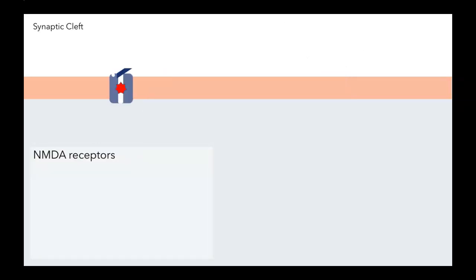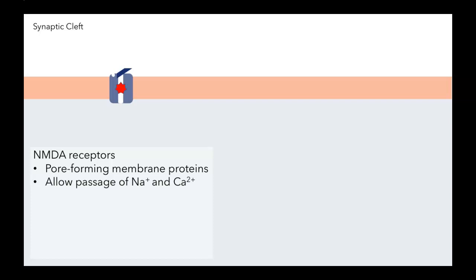NMDA receptors are a little bit more complicated, so let me walk you through those. They're also pore-forming membrane proteins. They allow the passage not only of sodium but also of calcium, and this is different from the other glutamate receptors that we'll see. Activation of these channels by glutamate depends on two factors.